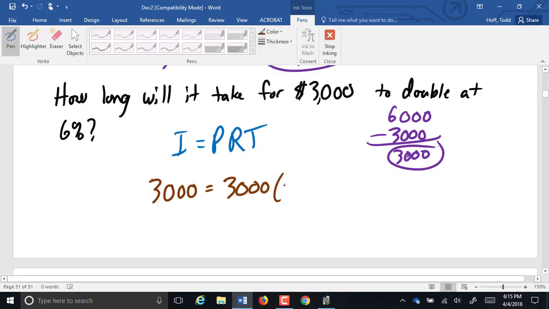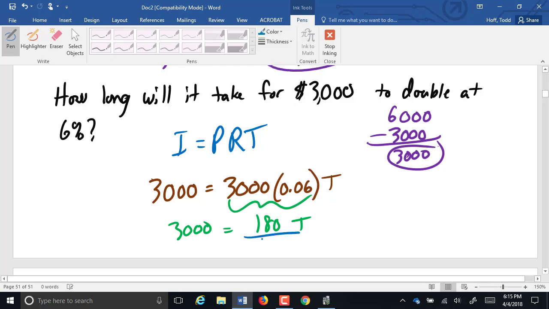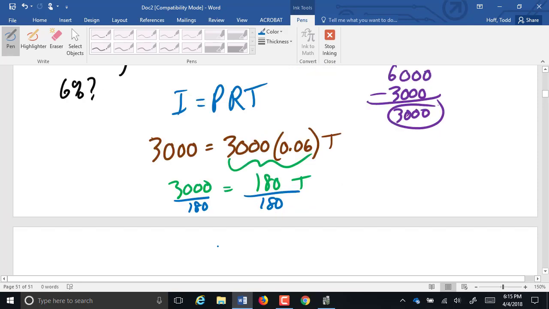R is 0.06. T. Then what? 3,000 times 0.06 is 180, I believe. And then divide by 180. 3,000 divided by 180 is what, 16.66666? That is 0.67 years.